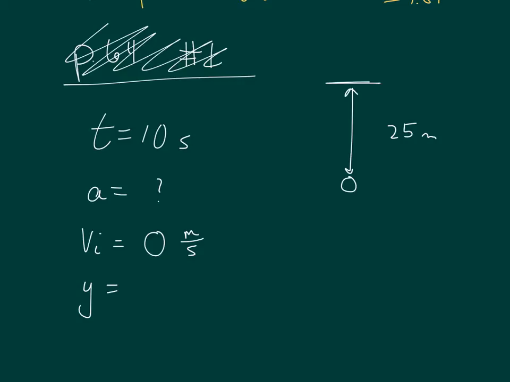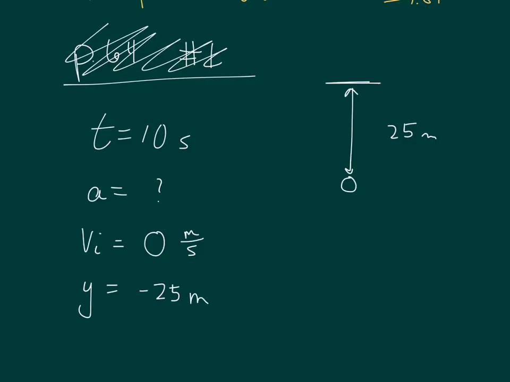Katie? Yeah, good. And that's the other key point. Y has got to be negative. If you made Y positive, what would happen? You'd end up getting a positive acceleration, but the acceleration is going to be down, so the acceleration has got to be negative, right? So how would I go about solving this?